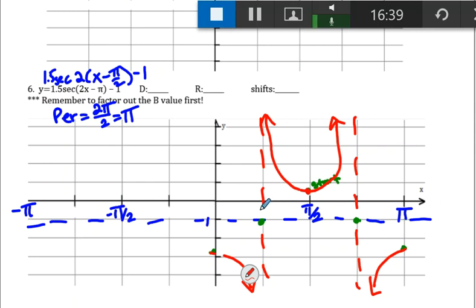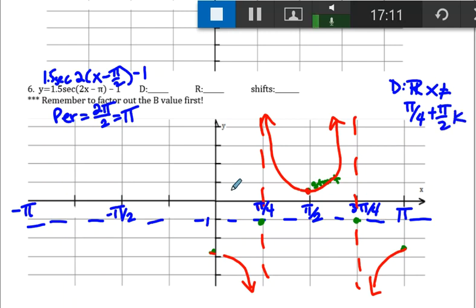Okay, my domain, I have an asymptote here at pi over 4, and I have another asymptote at 3 pi over 4. So my domain, I'm going to write it over here because I'm running out of space. Domain is all real numbers. X does not equal pi over 4 plus, what's the distance? Pi over 2. Okay, so that's the domain.